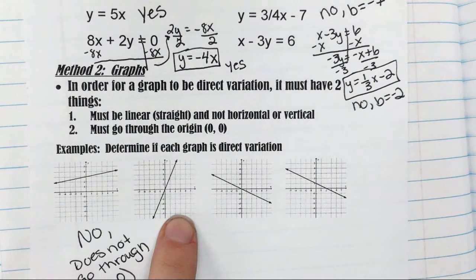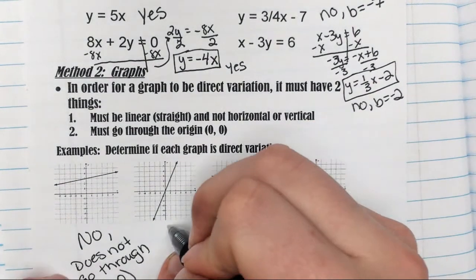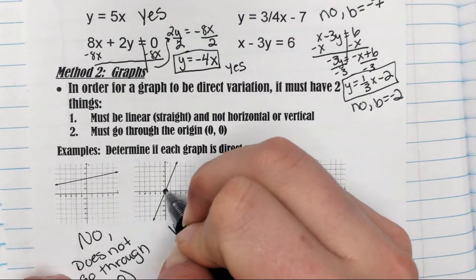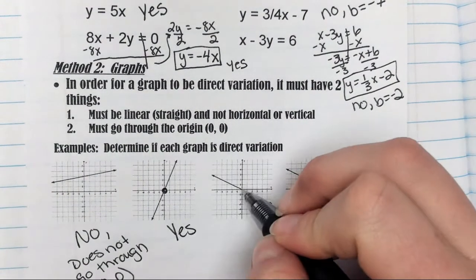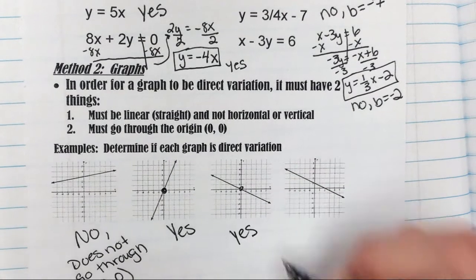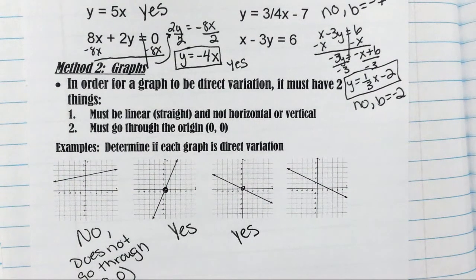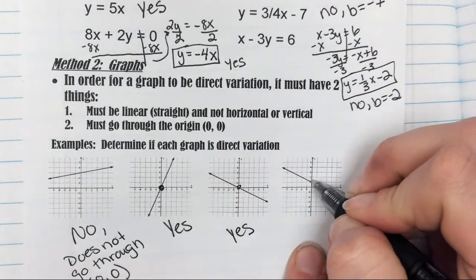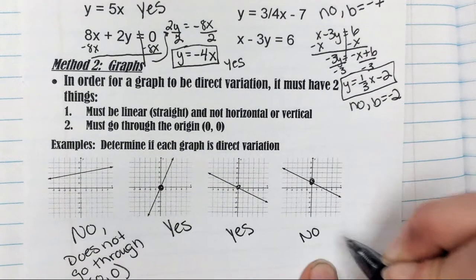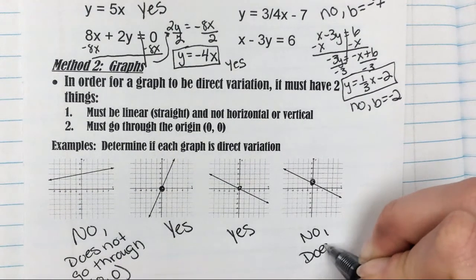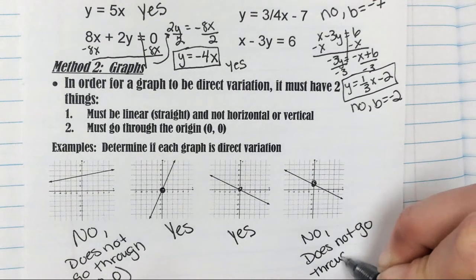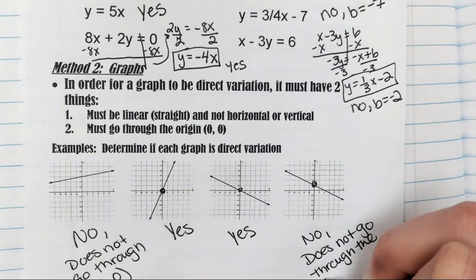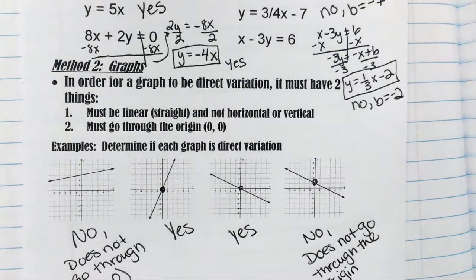Example 2, it says yes. My graph goes through the origin and it's a straight diagonal line. Number 3 is also yes, goes through the origin and it's a straight diagonal line. Number 4 is no, for the same reason, it does not go through the origin, or 0, 0.